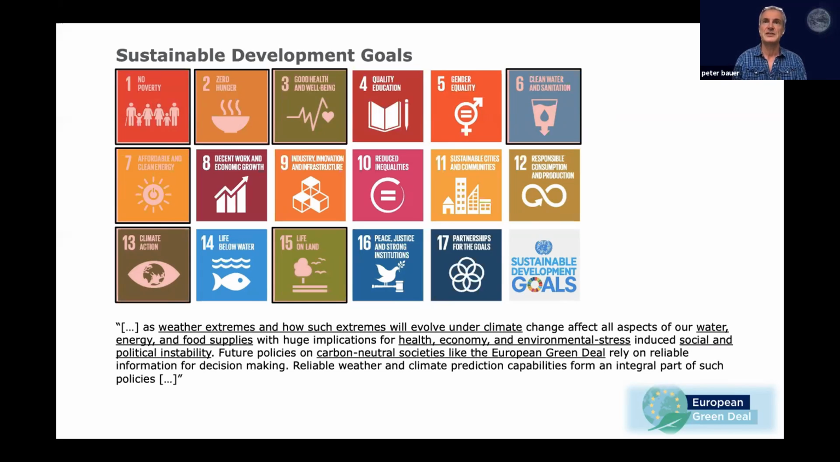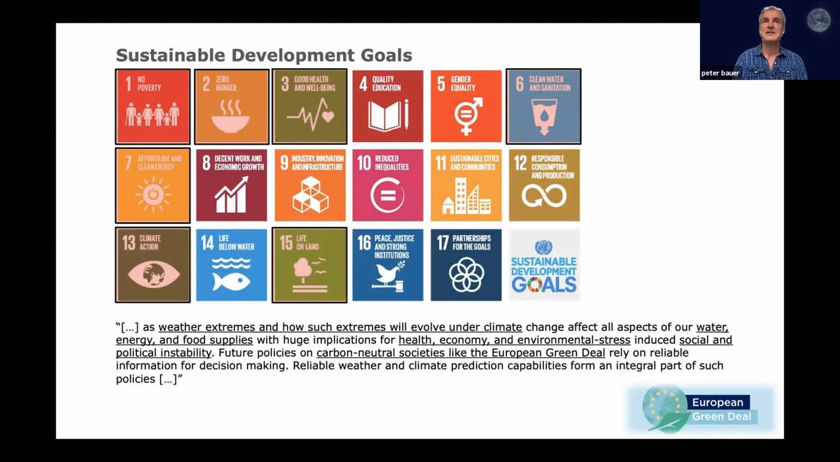If you think of tipping points and climate trajectories that we haven't even seen yet from climate simulations, everything relates to health, economy, environment, stress. It can cause social and political instability. So it's probably a lot more SDGs that we need to cover here.